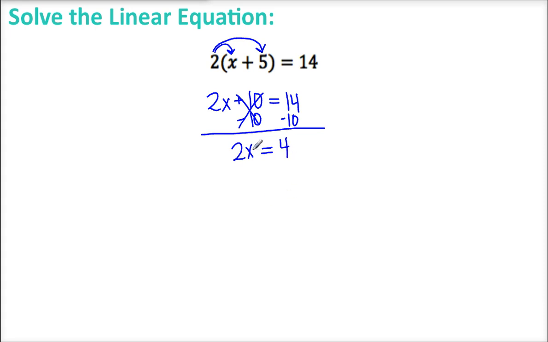Now I have 2 times x, so I'm going to divide this into 2 groups and do it on both sides to keep it balanced. 2 divided by 2 is 1x. 4 divided by 2 is 2. So I've solved this linear equation, and the solution is x equals 2.